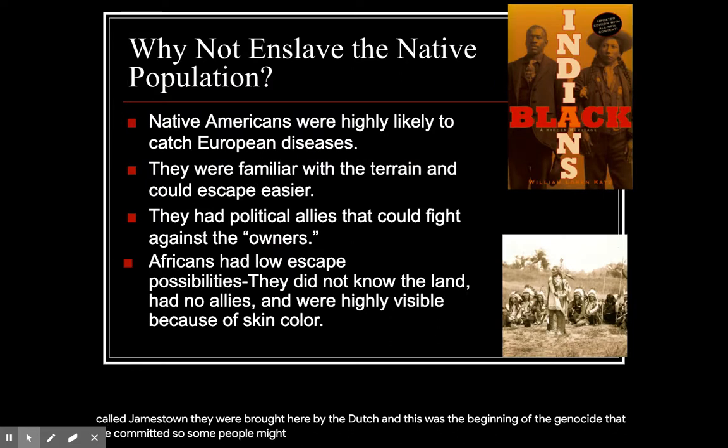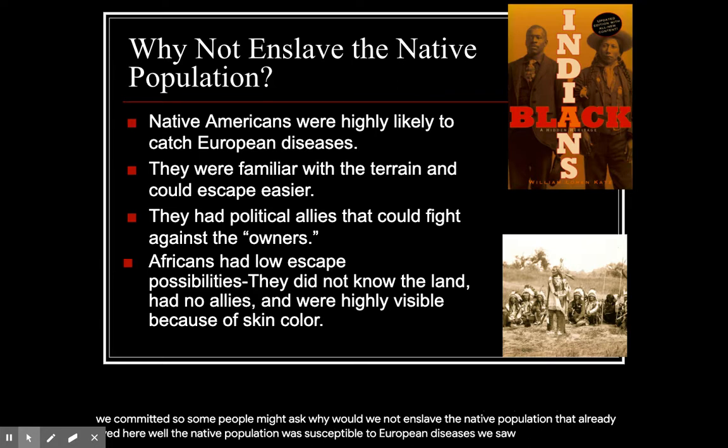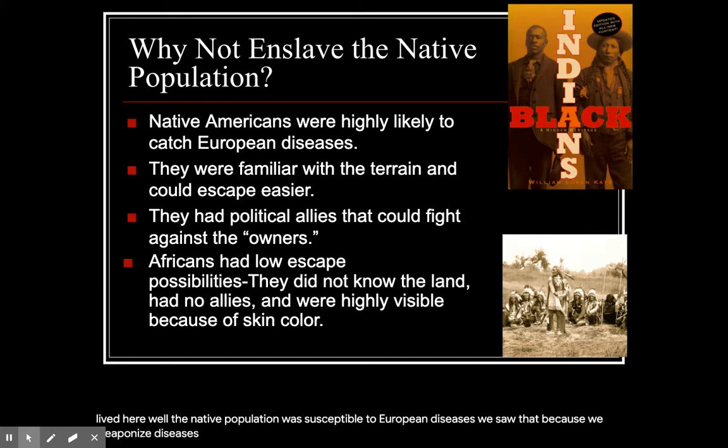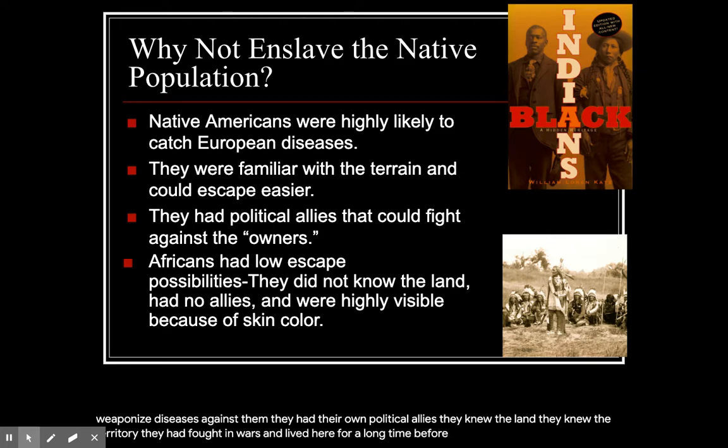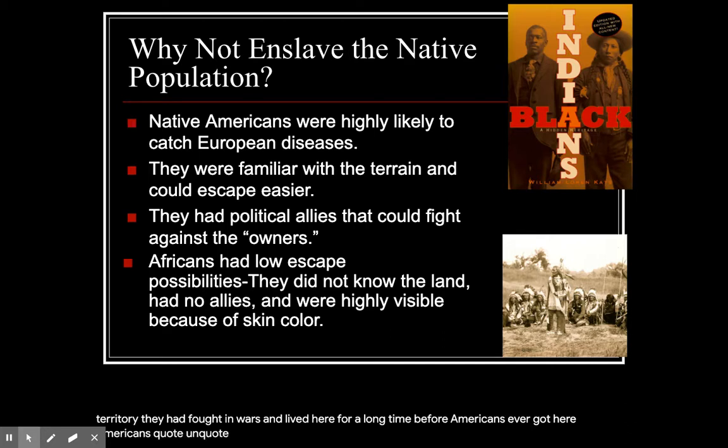So, some people might ask, why would we not enslave the native population that already lived here? Well, the native population was susceptible to European diseases. We saw that because we weaponized diseases against them. They had their own political allies. They knew the land, they knew the territory. They had fought in wars and lived here for a long time before Americans, quote unquote, ever got here. And Africans that we brought over had low escape possibilities because they were highly visible because of their skin color.